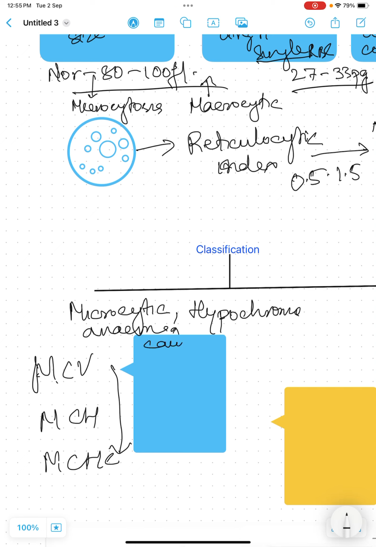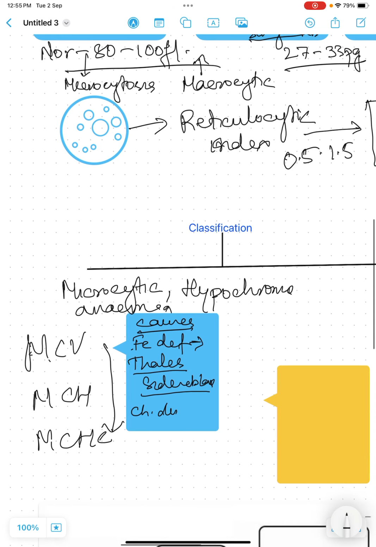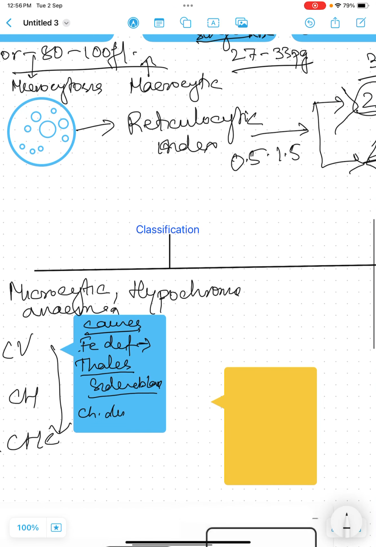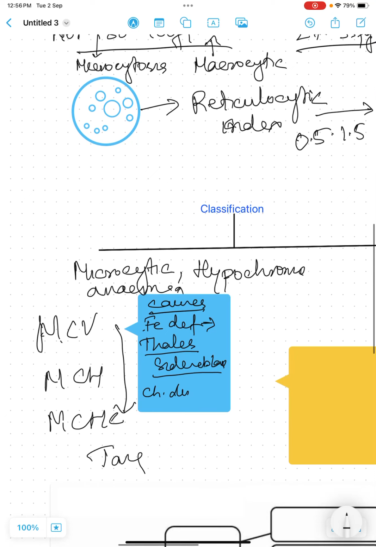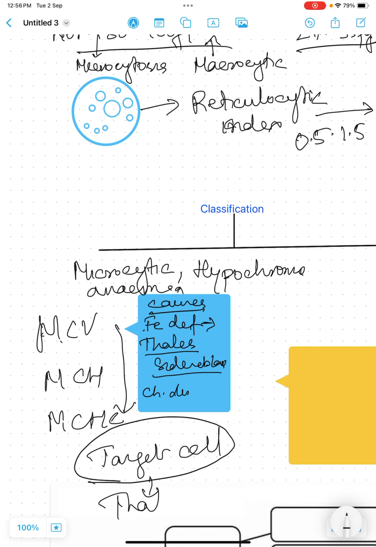Few causes of this: iron deficiency anemia, thalassemia, sideroblastic anemia. Sideroblastic anemia is a defect in hemoglobin synthesis. Thalassemia is due to a genetic defect in the globin chain. Iron deficiency is the one which is very popular all over the world. Anemia of chronic disease sometimes shows microcytosis. One quick question: in which kind of anemia do you get the target cell? It is found in thalassemia.